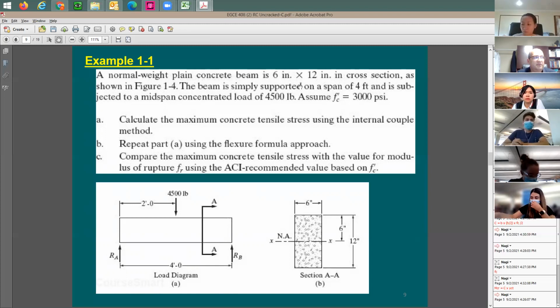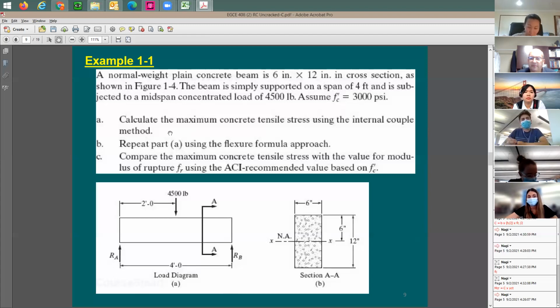Beam is simply supported on a span of 4 feet. So here's the span, and here's the beam. It has a point load, concentrated load, 4,500 pounds. The concrete strength, 3,000 psi. I know concrete strength is going to be important since I'm going to be doing the cracking moment. Item number 8 says calculate the maximum concrete tensile stress using the internal couple method.